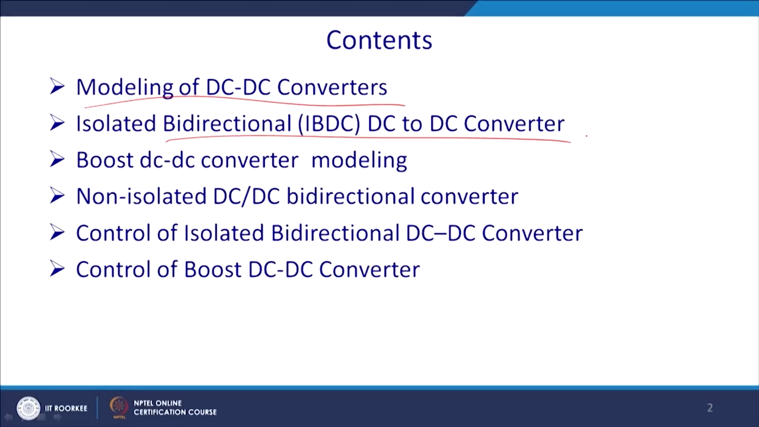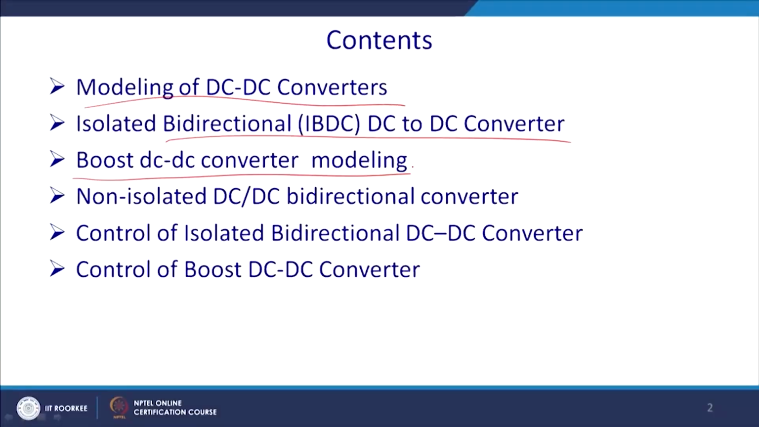Nowadays, we generally prefer high power rating DC to DC converters, where mostly we require a galvanic isolation, and they are mostly bidirectional DC to DC converters. Then we shall also see the boost DC to DC converter modeling, which can be used for trapping wind energy, and also non-isolated DC to DC converter, and control of isolated bidirectional DC to DC converter, control of boost DC to DC converter.